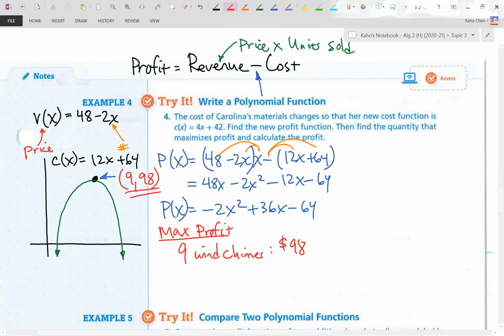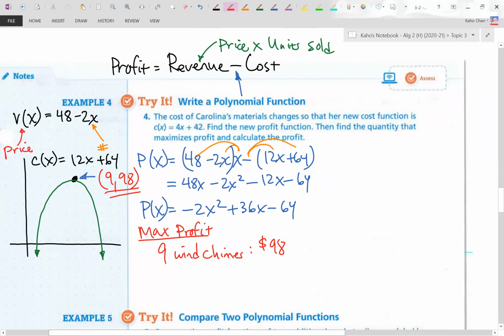One interesting little tidbit that I want to point out. If you sell nothing, you will be in the hole $64. Okay, that's the y-intercept. All right, are there any questions?